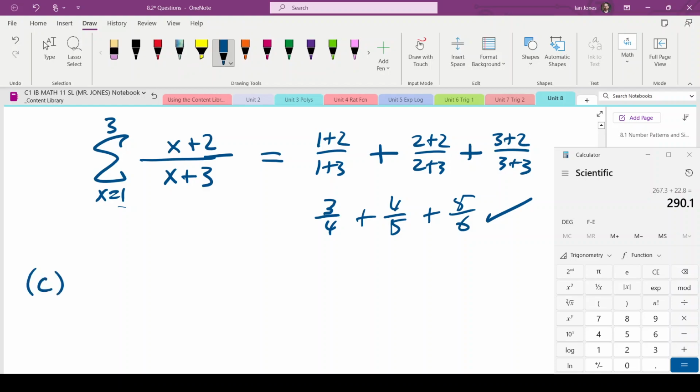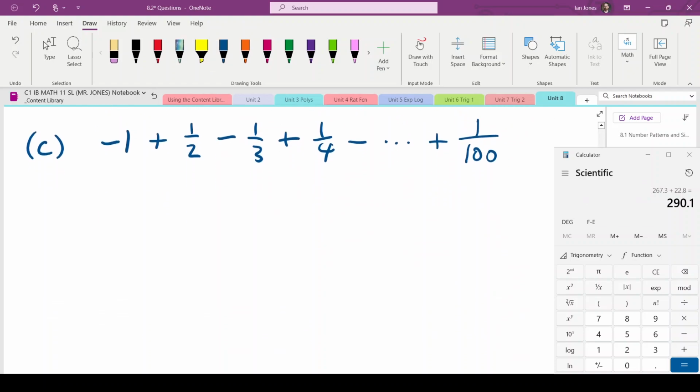C. C is -1 plus 1/2 minus 1/3 plus 1/4 minus ... plus 1 over 100. Okay. So I can see that there are 100 terms in this sequence. In this series.